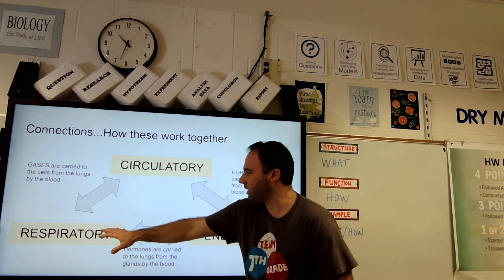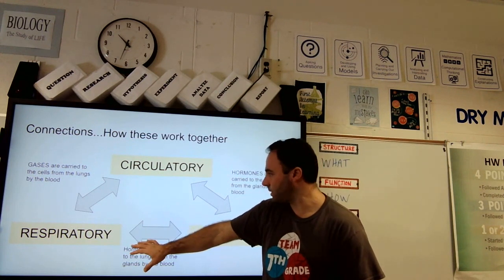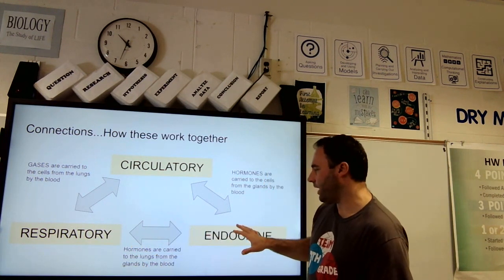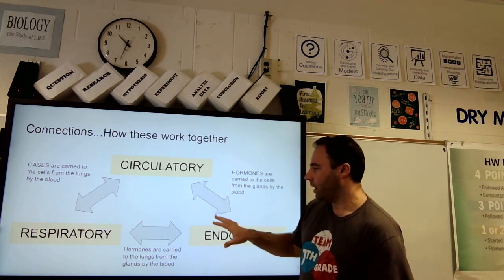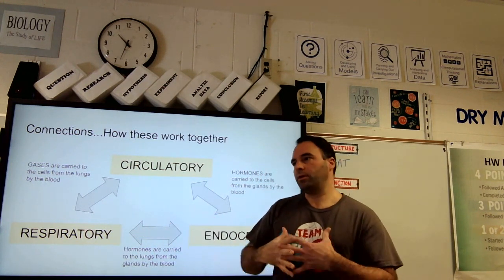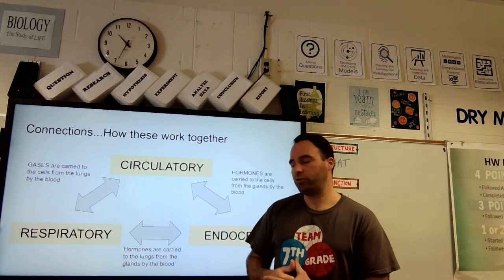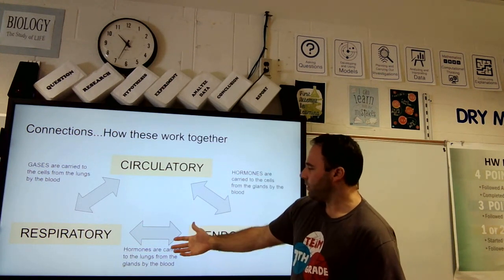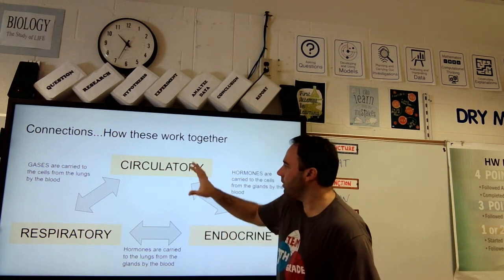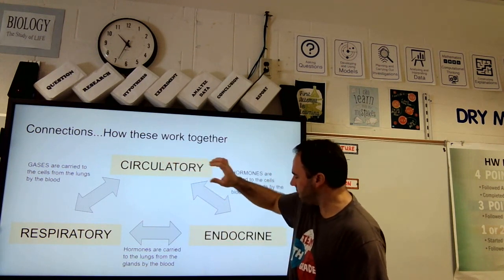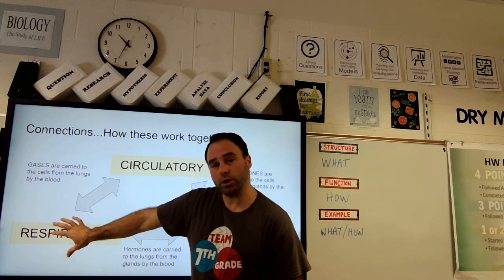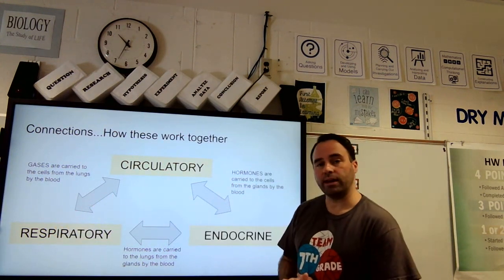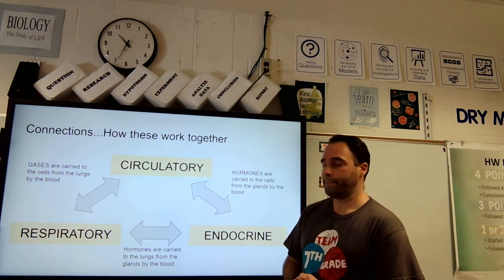We can also talk about the connection between the respiratory and endocrine system. Hormones that are carried to the lungs from the glands are going to affect the ability for you to take a deeper breath during an adrenaline rush. We can also connect all three. Your blood in your circulatory system is going to carry the adrenaline from your endocrine system to your respiratory system, allowing you to take a deeper breath.